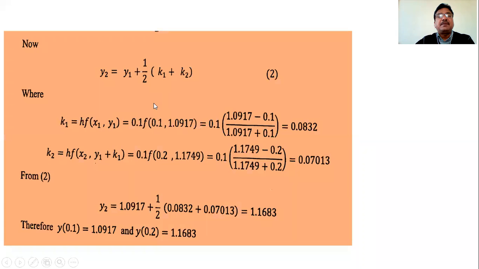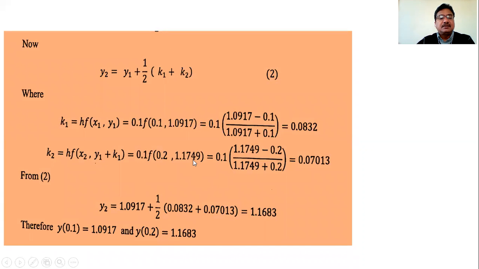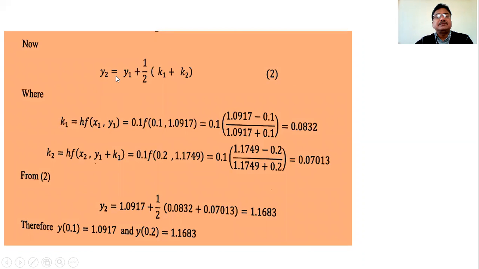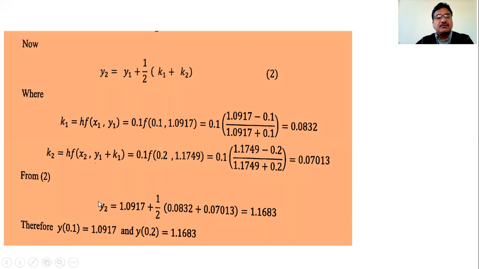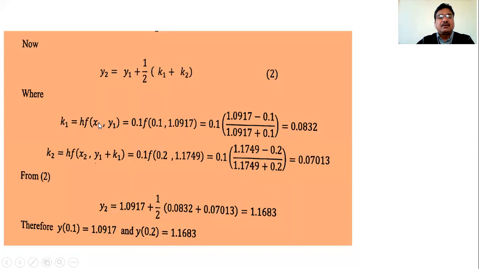In the second part, what is y naught? y1. Then y2. y2 means the value at 0.2. So consider y1, that is y at 0.1. Y at 0.1 is this, which means x naught is 0.1 and y naught is 1.0917. So here are x naught and y naught.